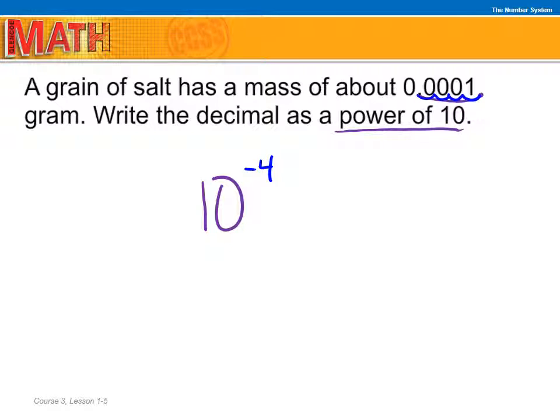And it's negative because it's a decimal and we're moving it over. If we're moving to the left instead, then it would be positive. But because we're dealing with decimals and we're moving to the right, it's a negative exponent. So my final answer is 10 to the negative 4th power.